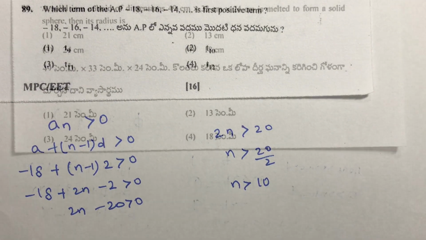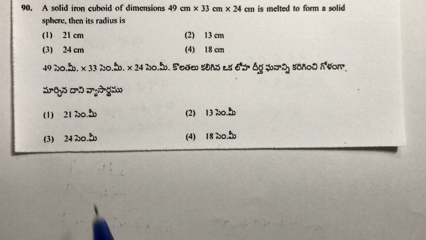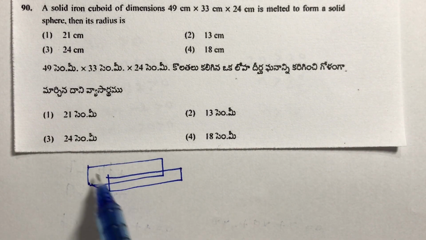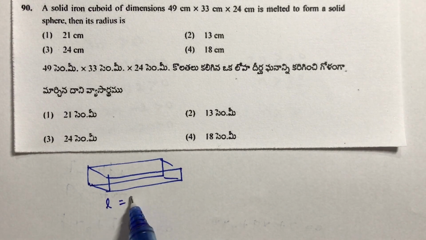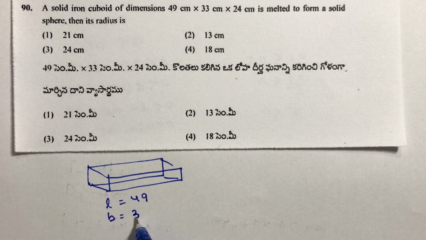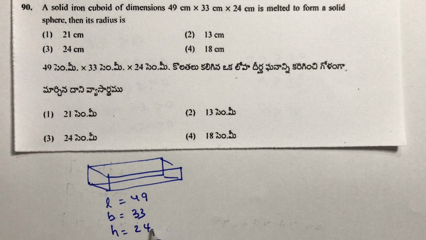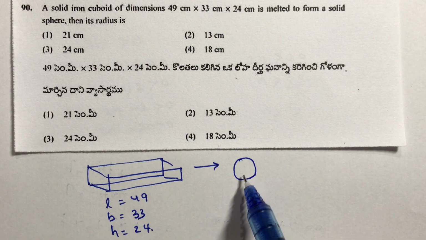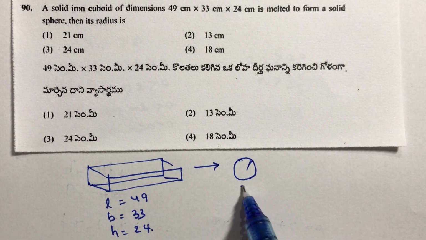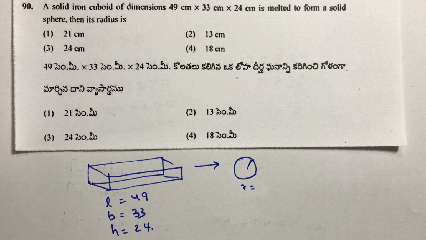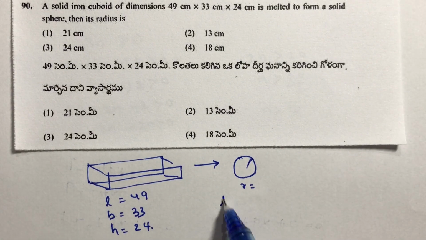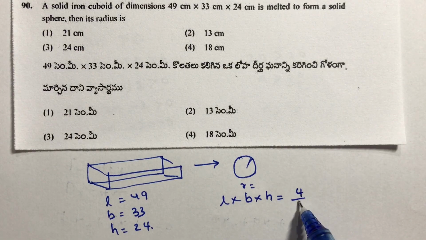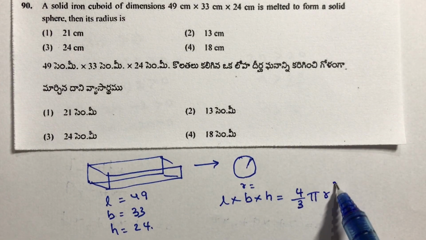So the correct option is 11th term. A solid iron cuboid whose dimensions are 49, 33, 24, so length is 49, breadth is 33, height is 24, is melted and recast into the shape of a sphere. We need to find the radius. So volume of cuboid, L into B into H, will be equal to volume of sphere. So that is 4 by 3 pi r cube.